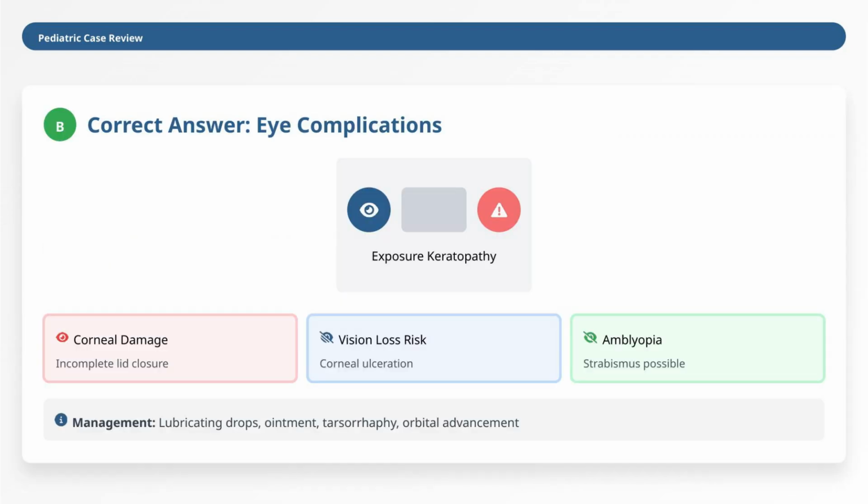Severe ptosis prevents complete eyelid closure, causing exposure keratopathy where the cornea dries and becomes damaged. This can lead to corneal ulceration, scarring, and vision loss. Amblyopia may develop from anisometropia or strabismus. Management includes frequent lubricating eye drops, nighttime ointment, possible temporary tarsorrhaphy, and orbital advancement surgery in severe cases. Regular ophthalmologic monitoring is mandatory.